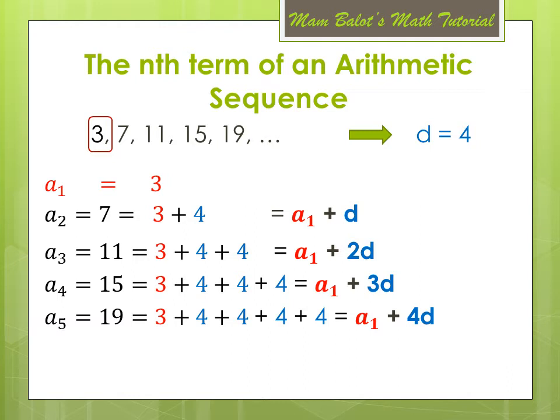Notice that the number of common differences added to the first term is just 1 less than the subscript of that term. So we can express the nth term of an arithmetic sequence as a sub n is equal to a sub 1 plus n minus 1 times d.